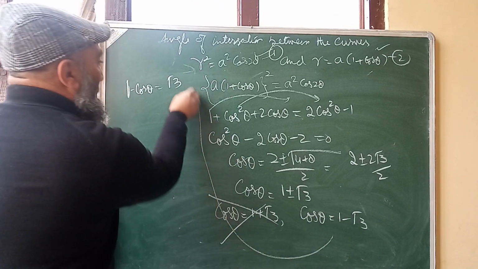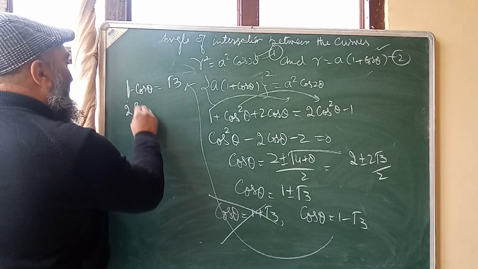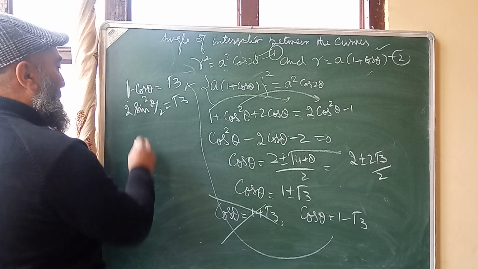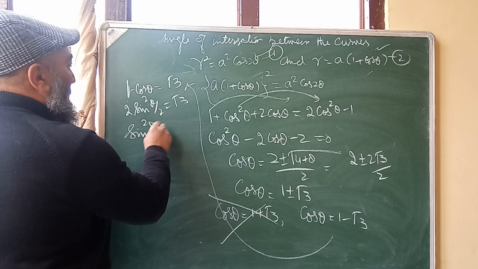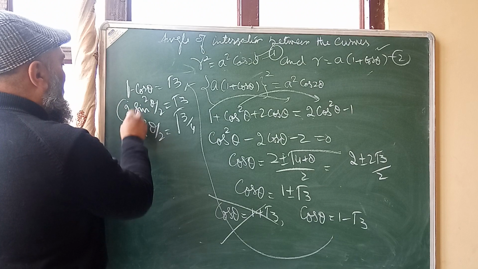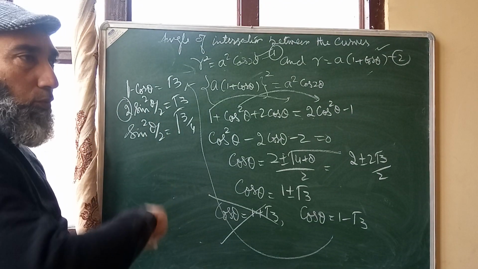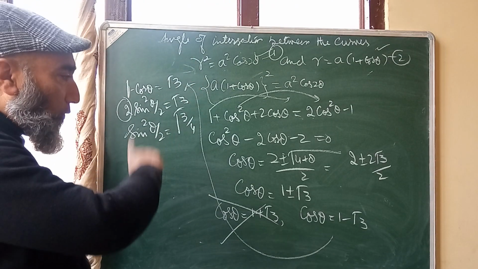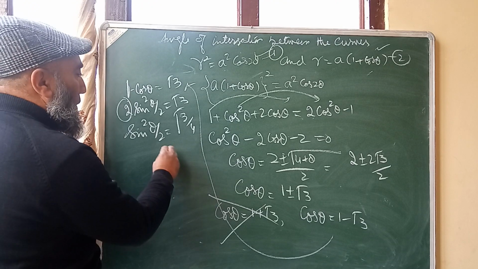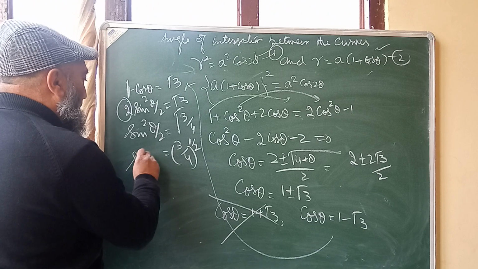Fine? 1 minus cos theta is equal to root 3. But 1 minus cos theta is twice sine square theta by 2, which is equal to root 3. Means sine square theta by 2 is equal to root 3 by 4. So this is root 3 by 4 raised to the power 1 by 2. This is sine square.